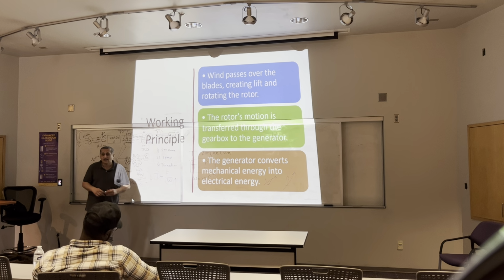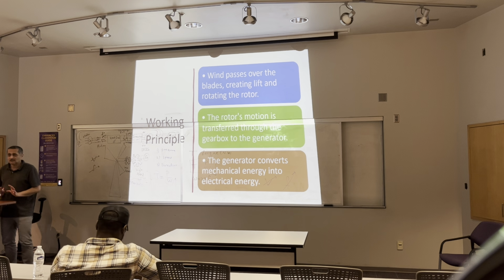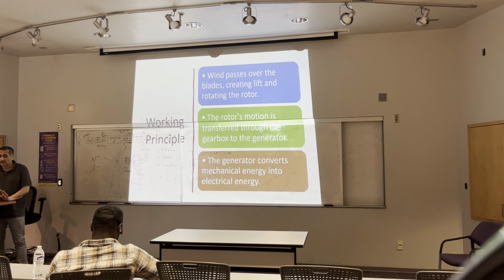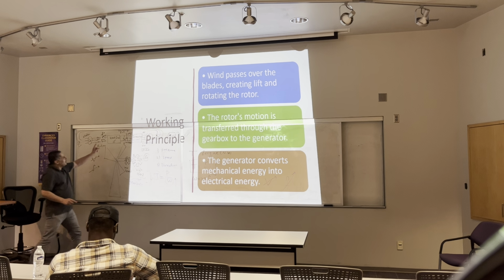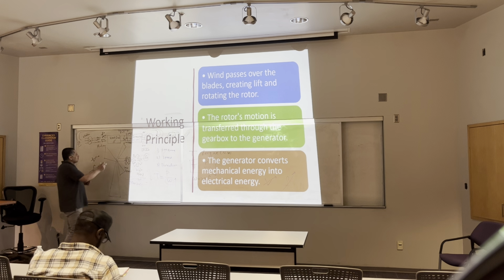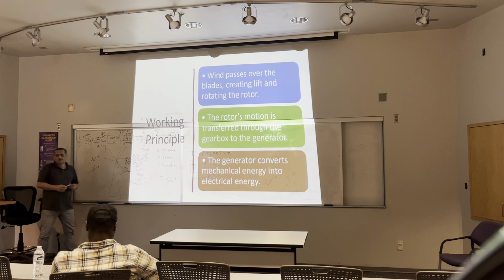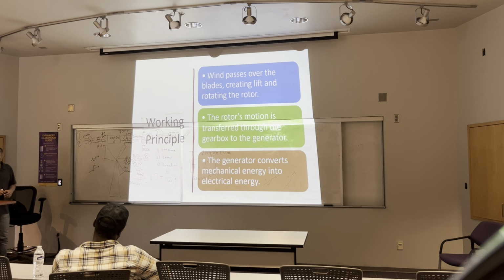The output of the wind turbine is AC, not DC. Okay? AC, not the same as the solar cell. The output of the solar cell is DC. We need an inverter to convert the DC to AC, to connect it to the grid. But here we need rectifier and inverter. Any question, please?